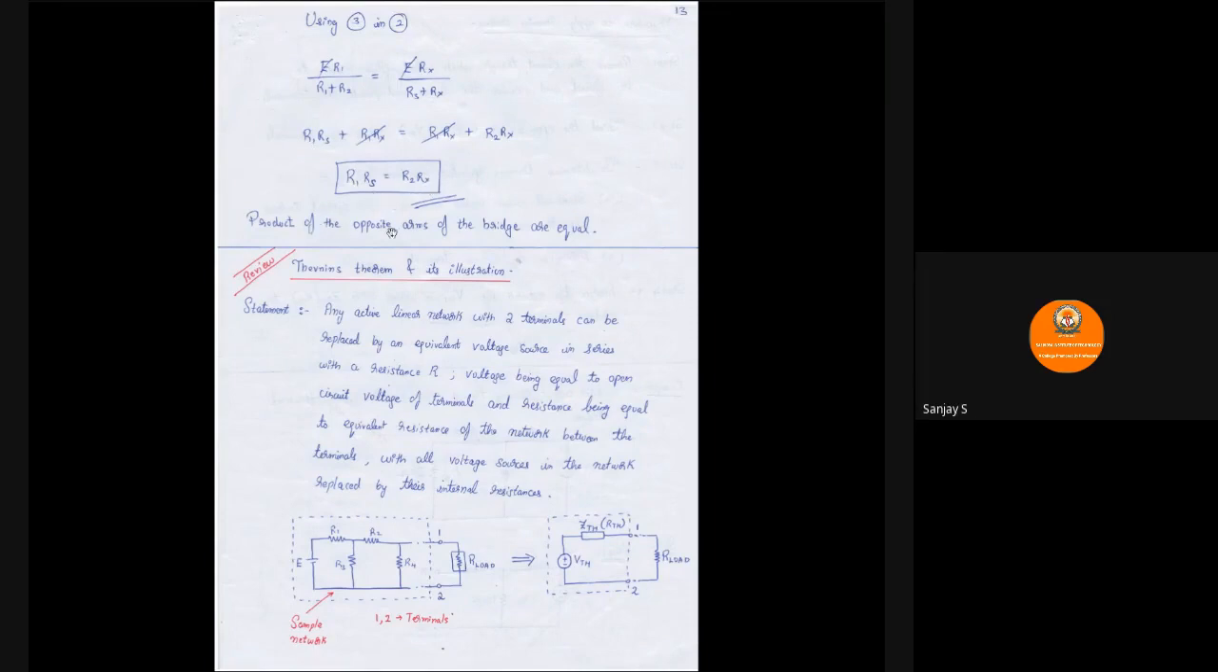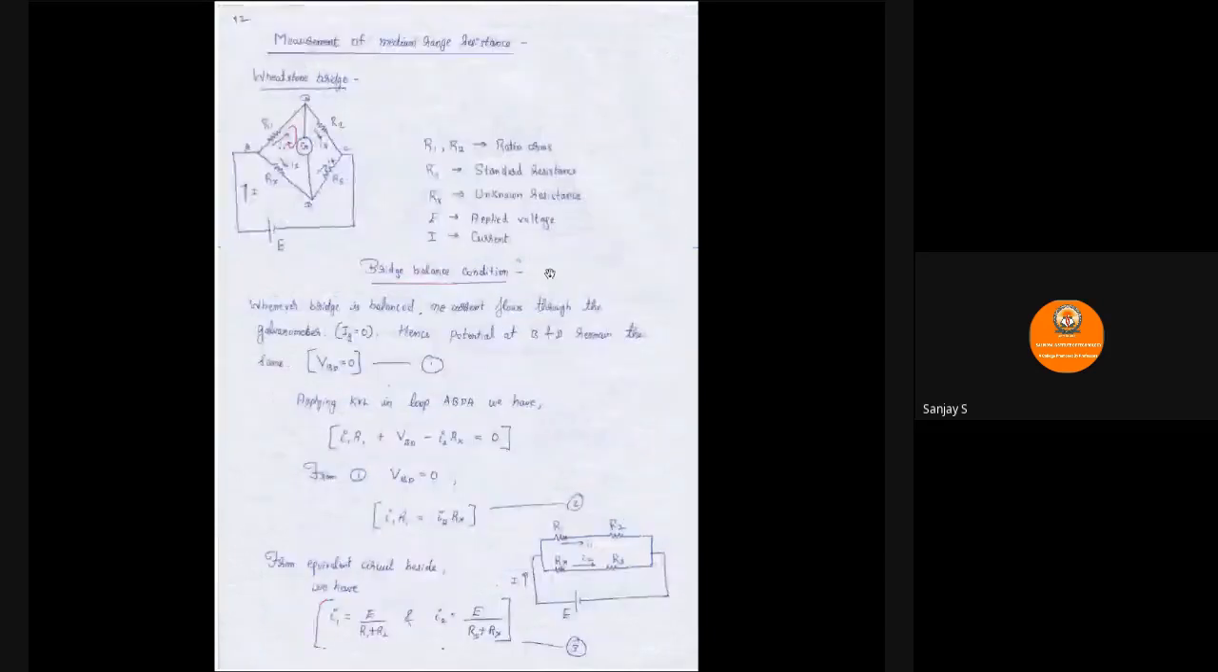So the product of opposite arms of the bridge are equal. This is the condition for bridge balance. So let us see the circuit once again. Whenever any Wheatstone bridge circuit, or any bridge circuit for that matter, is said to be balanced, the product of opposite resistances should be equal. So this is the condition that we have derived. This is equally true for AC bridges also. Any bridge circuit, whenever the bridge is balanced, you can take it as the product of opposite resistances are equal. So R1 Rs is equal to R2 Rx.